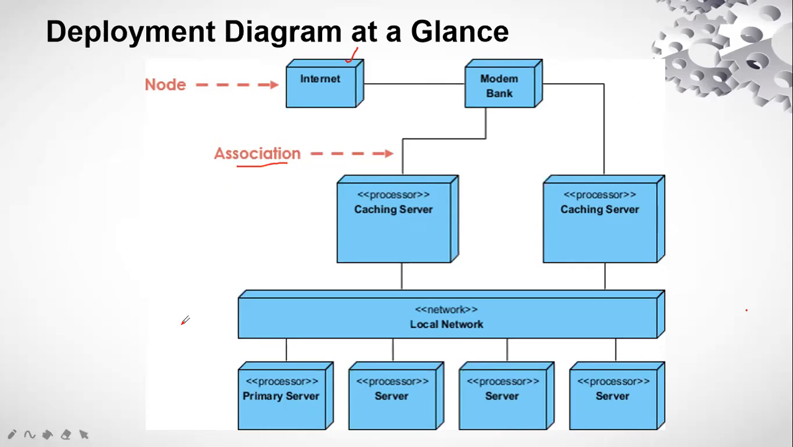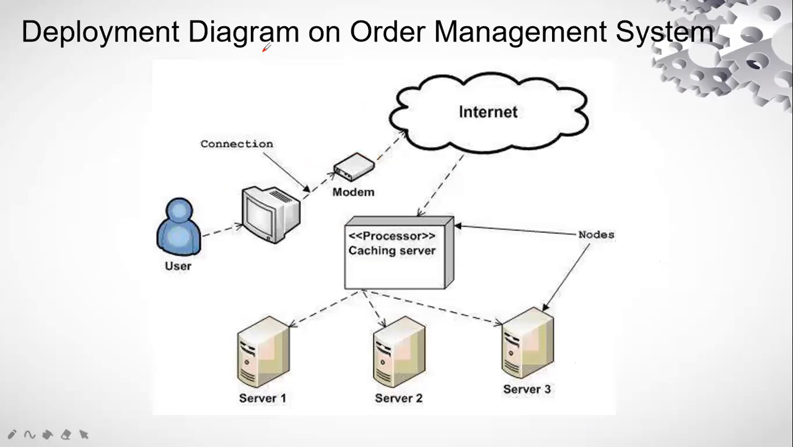All right, so these are the basic notations we are going to use: one is the 3D rectangle, and the second one is the line. Now let's see an example, the order management system. This is the architecture of the order management system.